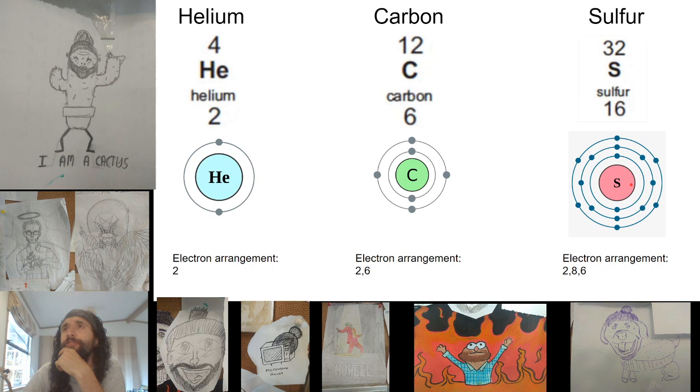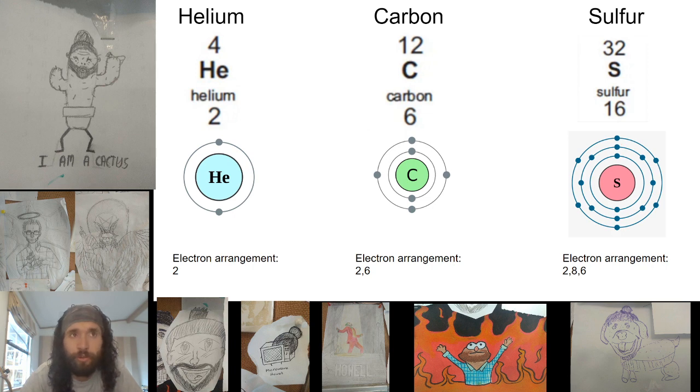And here's another one, sulfur. It's got 16 electrons. First 2 in the first shell. The next shell can hold 8, so we put 8 in there. And now we've got 6 left over, so they're just going to go into the next shell.